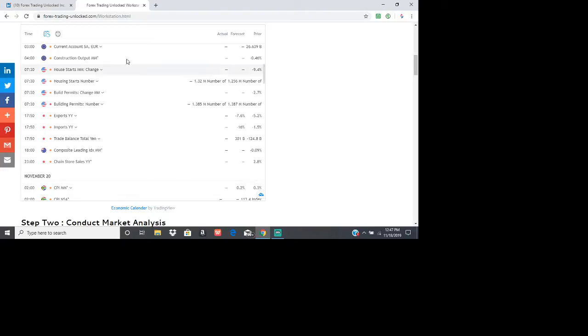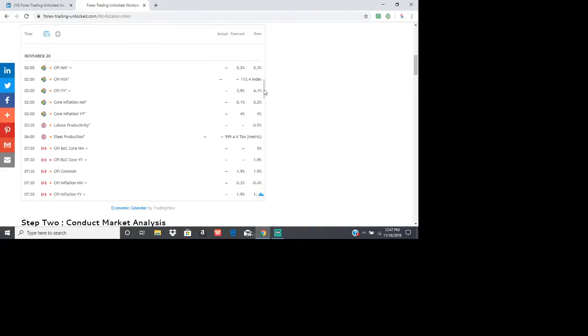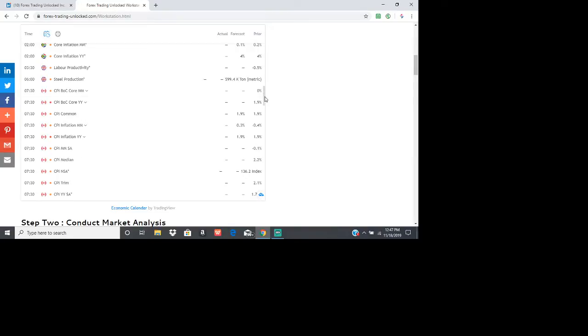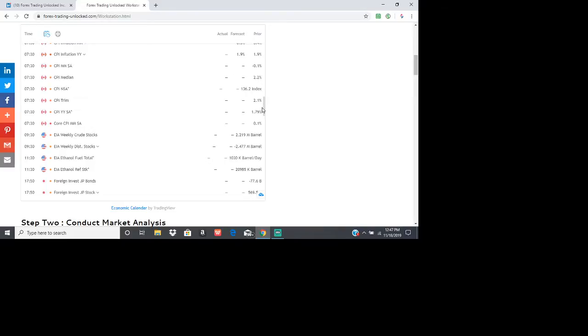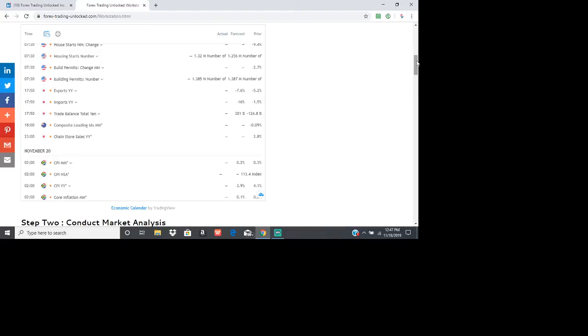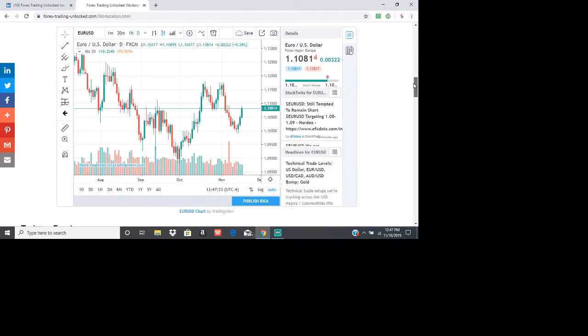For tomorrow, we have housing starts and building permits for the US dollar, and current account for the euro. For the British pound, in a couple of days, we have labor productivity coming out. We have CPI for the Canadian dollar, so we'll take a look at that market, and I think that's all we need to really see for the first couple days of the week. Okay, so now we're going to toggle down to our chart.